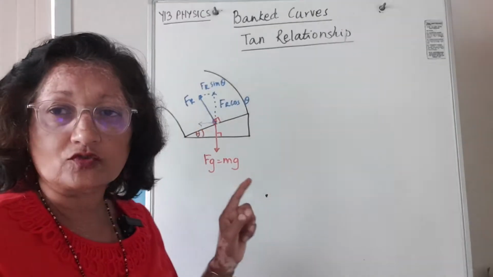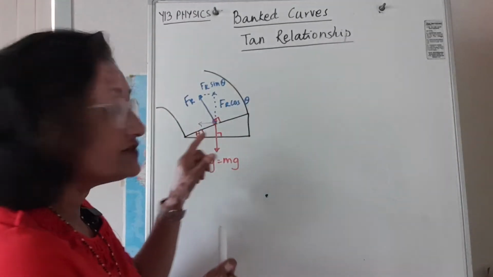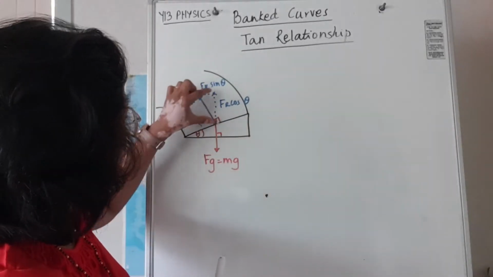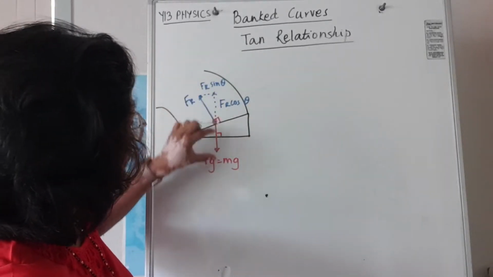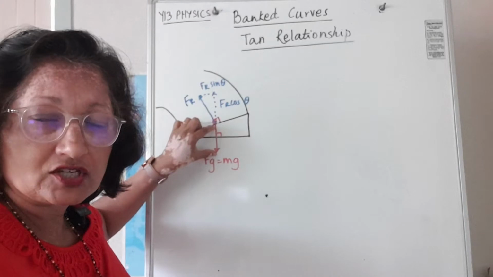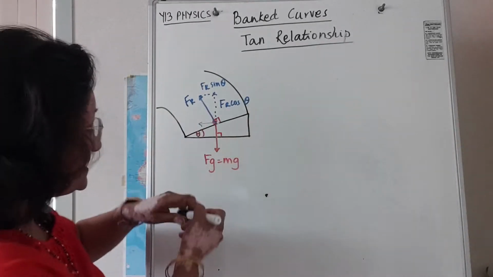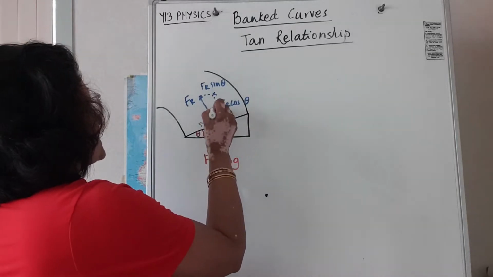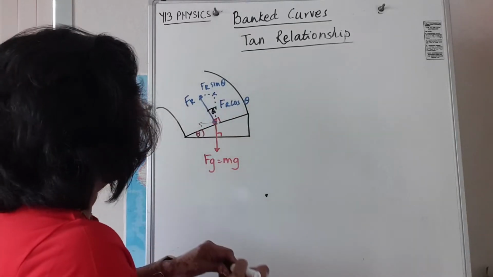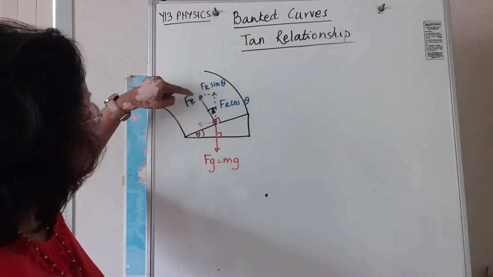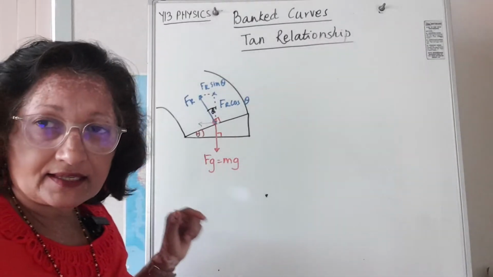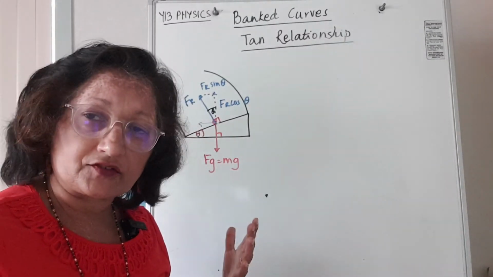Now the reaction force can be resolved into its vertical component, which is Fr cos theta, and that's equal to mg, the weight force or the gravity force. This angle is theta, and that's the same as this angle over here. The angles are the same. And the horizontal component is Fr sine theta, which provides the centripetal force.